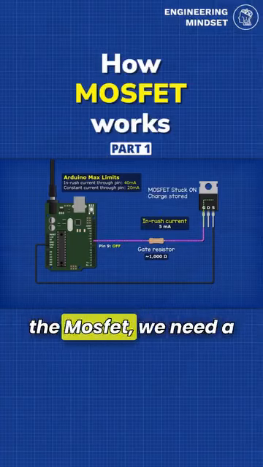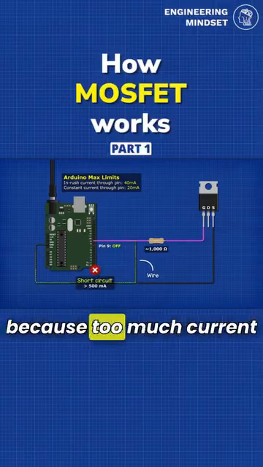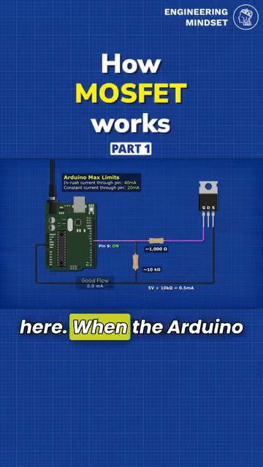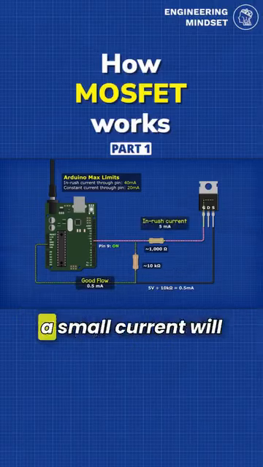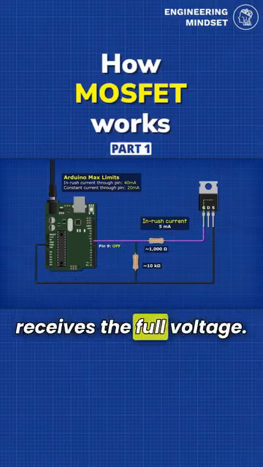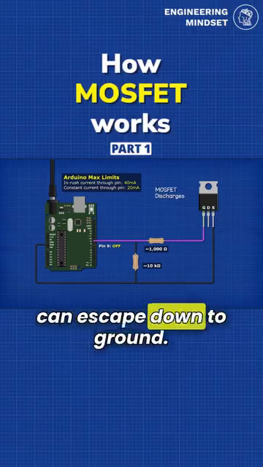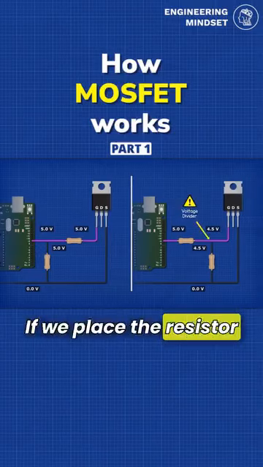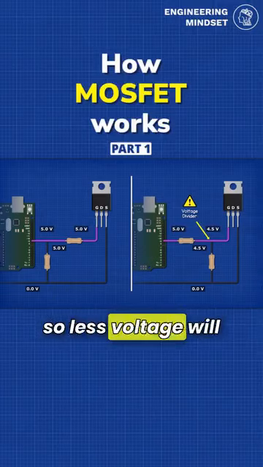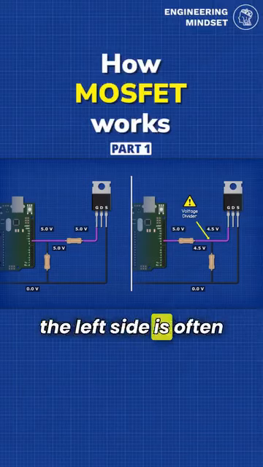To discharge the MOSFET, we need a path to ground. Now, we can't use just a wire because too much current will flow. So we place a high value resistor here. When the Arduino energizes the gate pin, a small current will flow through the resistor, but the MOSFET gate pin receives the full voltage. When the pin is de-energized, the stored electrons can escape down to ground. If we place the resistor on the right-hand side, then we would create a voltage divider, and so less voltage will be provided to the MOSFET gate pin. For this reason, the left side is often preferred.